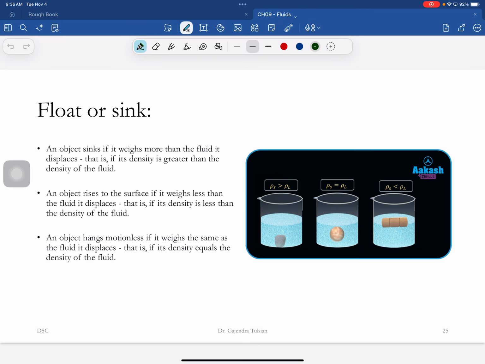So we learned the following. An object will sink if the substance density is greater than the density of the liquid. Okay. An object will float if its density is equal to the density of the liquid.